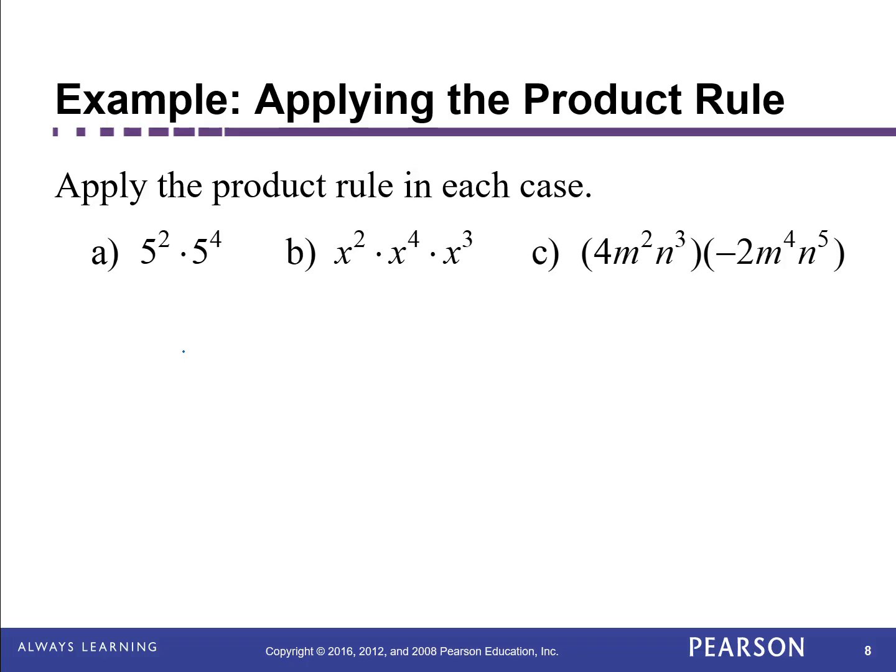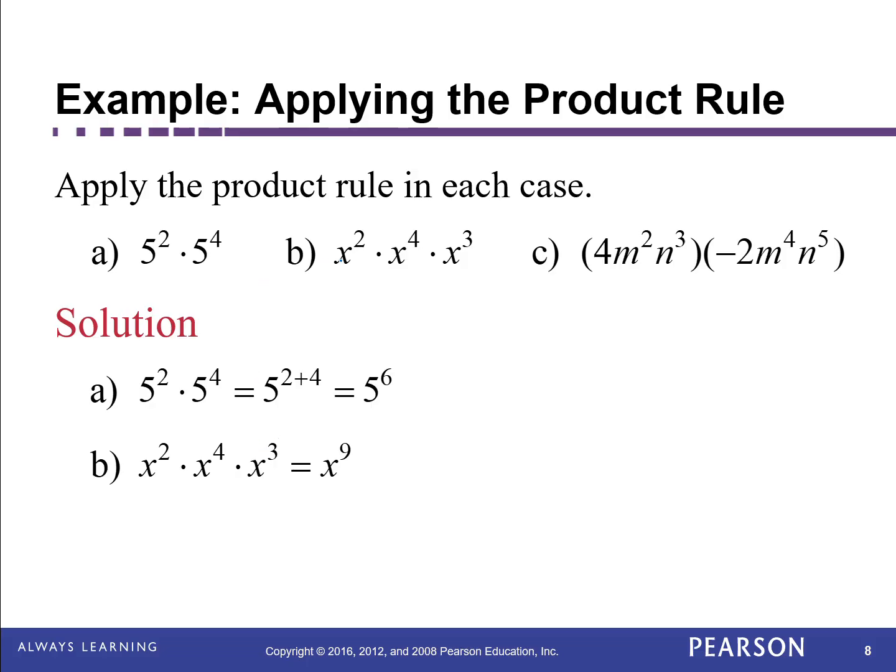Case number 1, I have 5 squared times 5 to the fourth. Same base, our base here is 5, so I should just be able to add these exponents, 2 plus 4. So it's the same thing as 5 raised to the 2 plus 4, which is 5 to the 6th power. The next one, I have x squared times x to the fourth times x to the third. Same base, our base in this case is the x. Okay, so I should just be able to add these exponents, 2 plus 4 plus 3. That should give me 9. Okay, so this is the same thing as x to the 9th power.